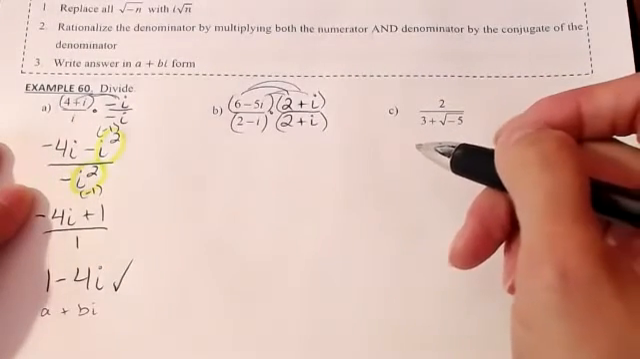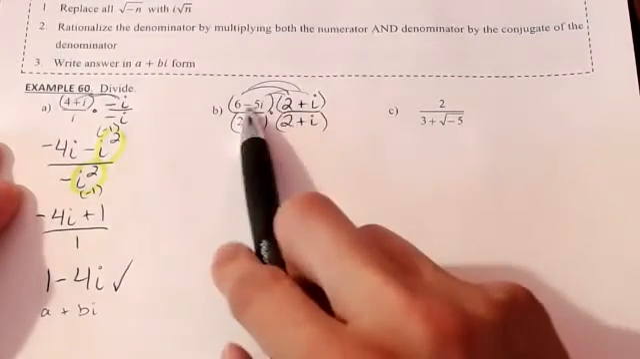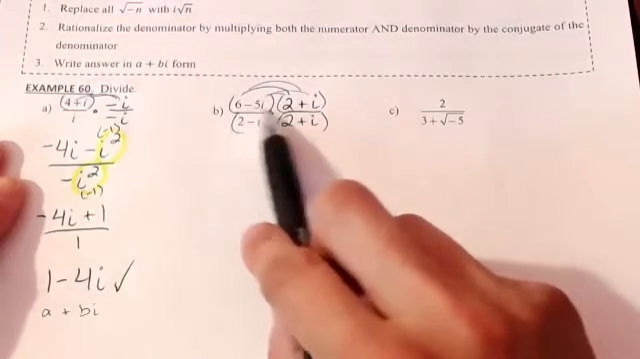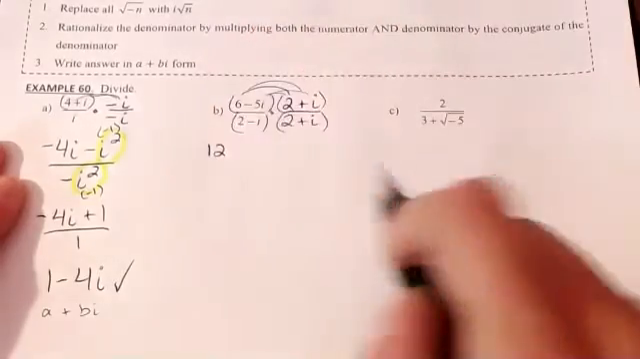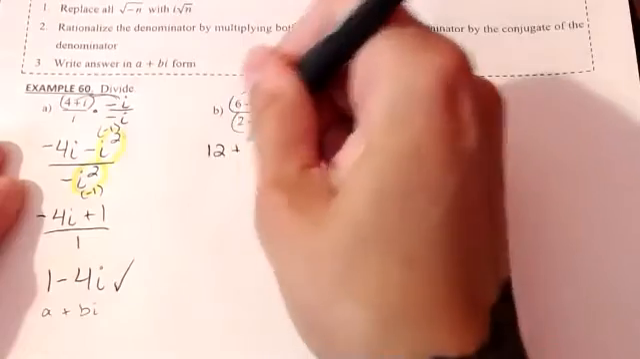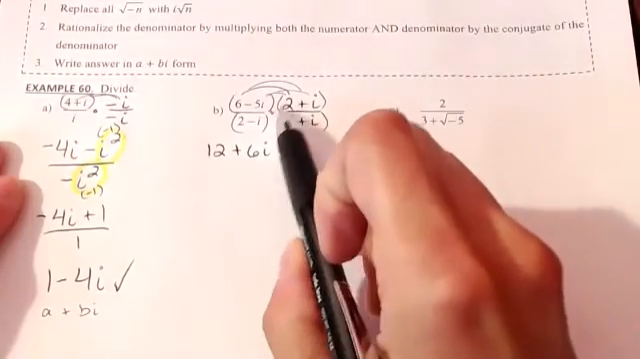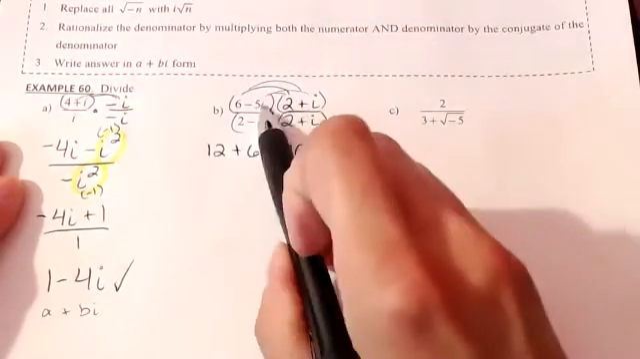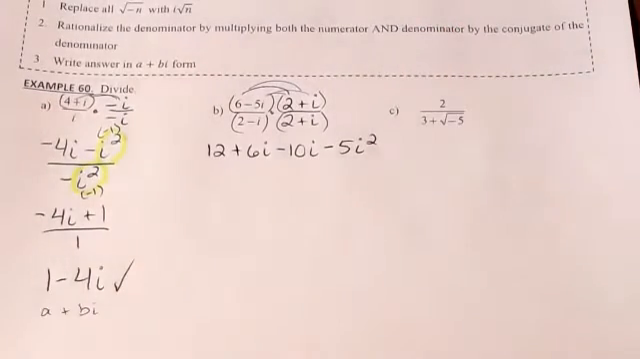You would get, hang on a second, I'm still working on it on my paper. That's okay. And honestly, if you want, just walk us through just this part, just multiplying this part here. 12 plus 6i, plus 6i, minus 10i, minus 10i, minus 5i squared. Cool. Very, very nice.